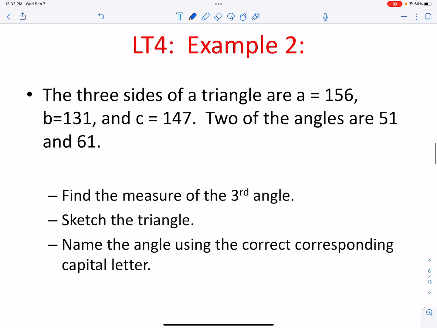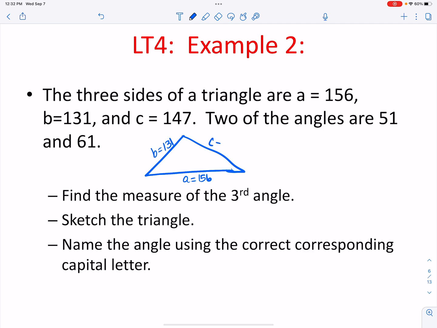Okay? All right, on example 2, there's a bunch of these just to help you get used to drawing. I talked about in class that a lot of this unit is just being able to draw what's given to you. So I'm saying there's 3 sides. Side A is 156, so I'm just going to draw this. So side A is 156. Side B is 131.